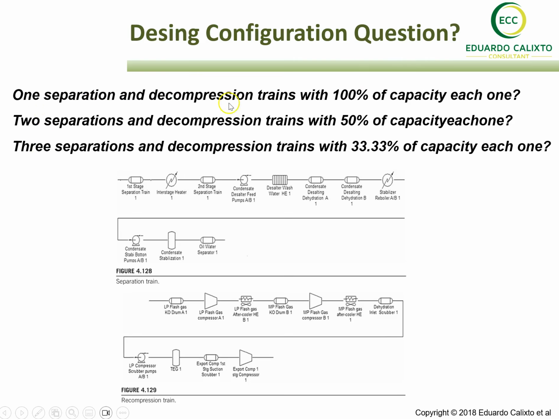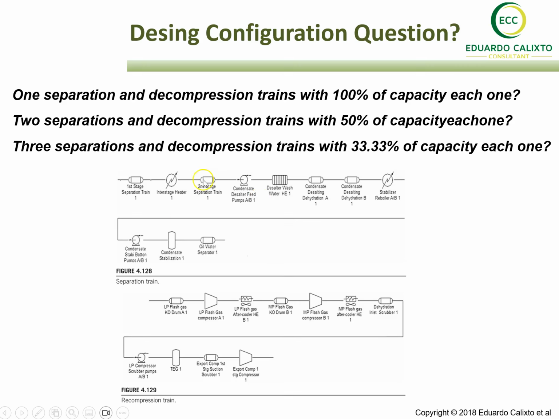I can have one separation and one decompression train only, with 100% capacity each, or I can have two separation and two decompression trains with 50% of capacity each. So when I lose one of these separation or decompression trains, this is the separation train and this is the decompression train, just to remind you. Losing one separation train means if one of these equipment here fails, that will cause total loss of this train.